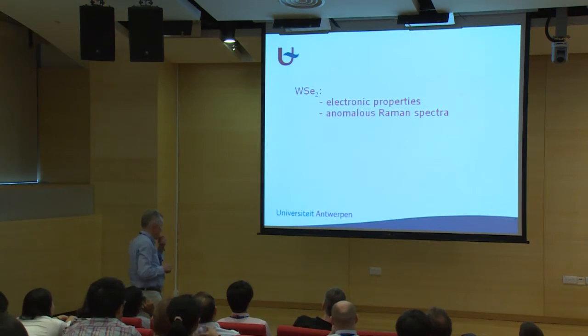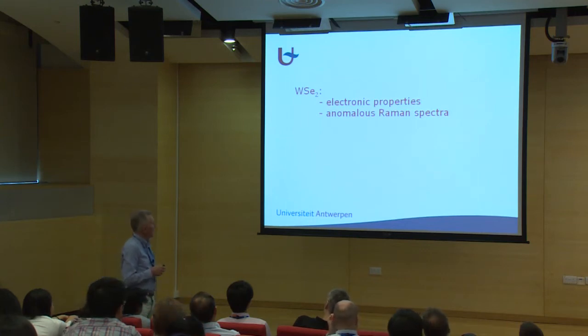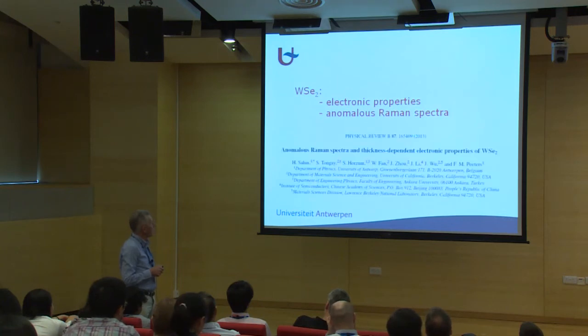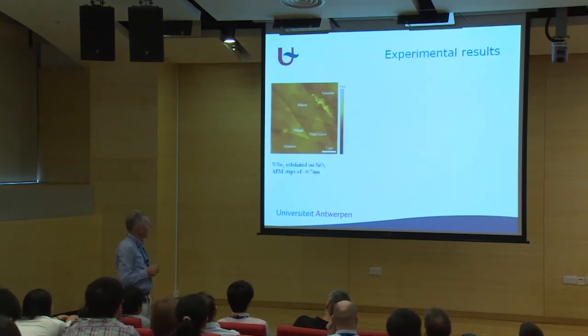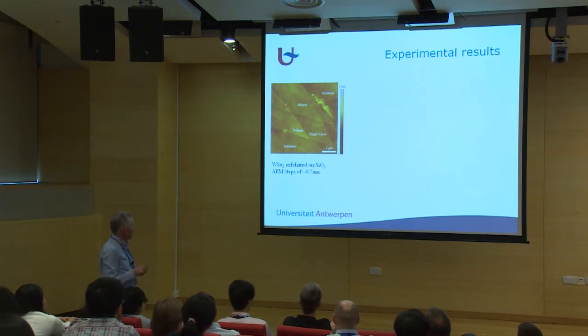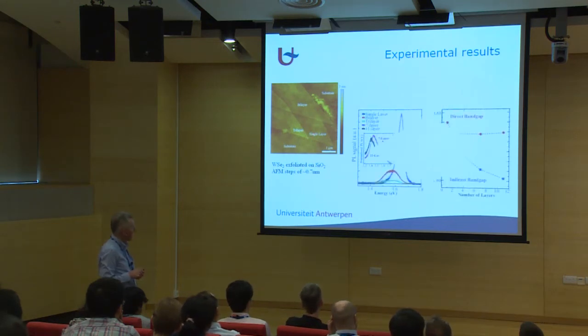The next material we looked at was tungsten diselenide. And I will also discuss here the electronic properties and the anomalous Raman spectra which we found. This is an AFM picture of tungsten diselenide on top of silicon dioxide, where you have regions with single layer, bilayer, trilayer, and the steps are about 0.7 nanometer between the different layers.